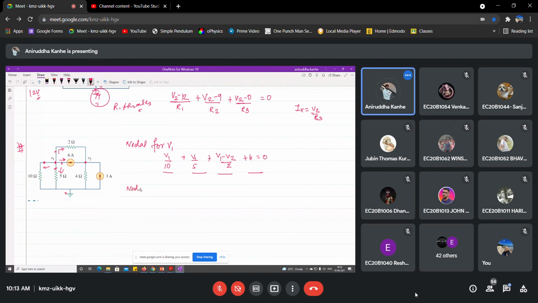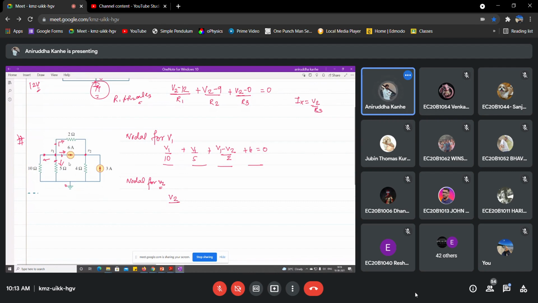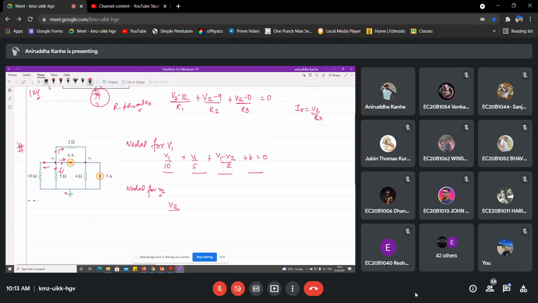Now nodal for V2. So how can we write it? Nodal for V2 will look like this. V2 by 4. This is already given to you, so you don't change the current direction. This is also given to you, so we will take inward. This is outward, and that is also outward. Why am I doing so? Please recall the first two statements: unless otherwise mentioned, we will always consider the current is outward. So for the 6 ampere and 3 ampere, which are already mentioned, we'll consider them as they are.